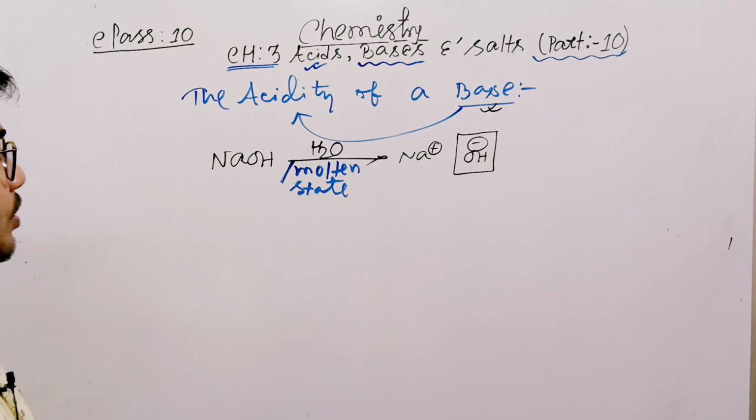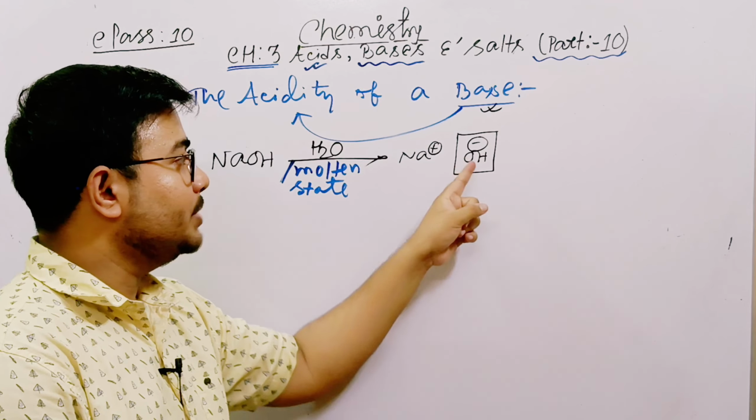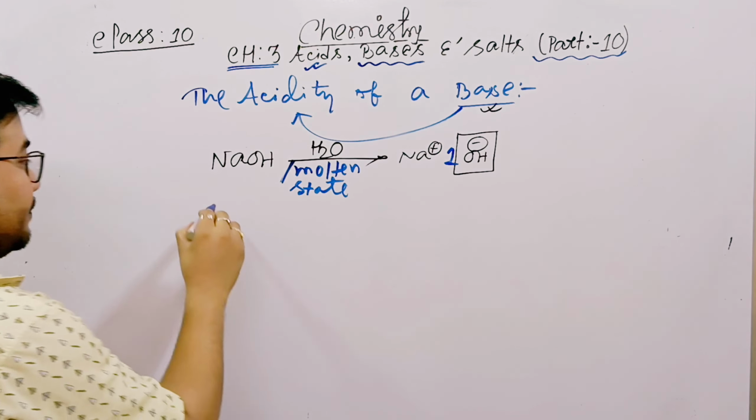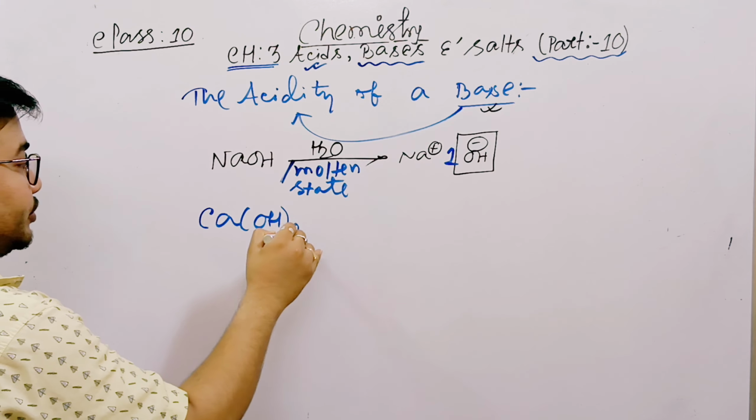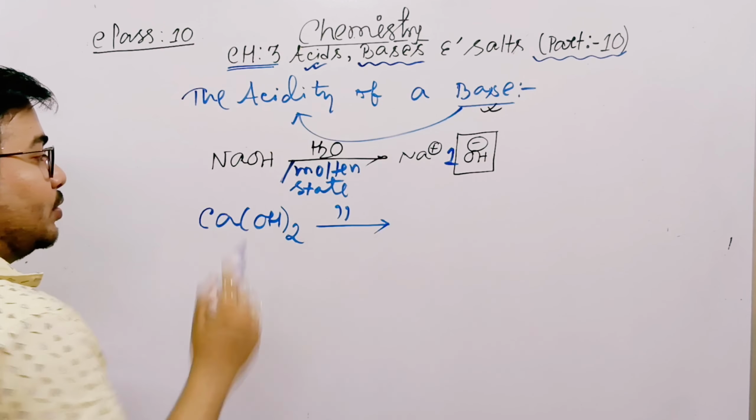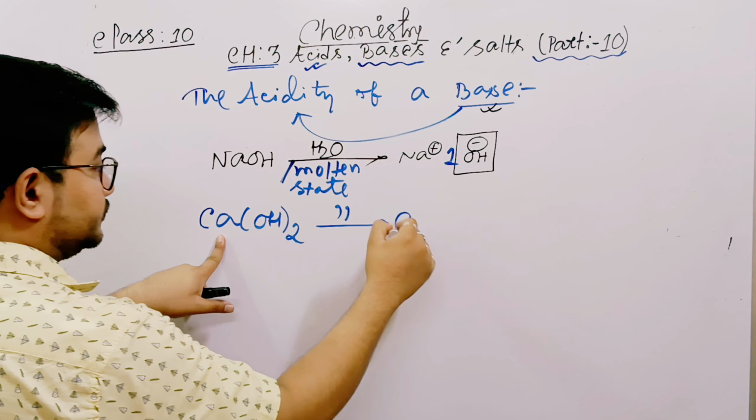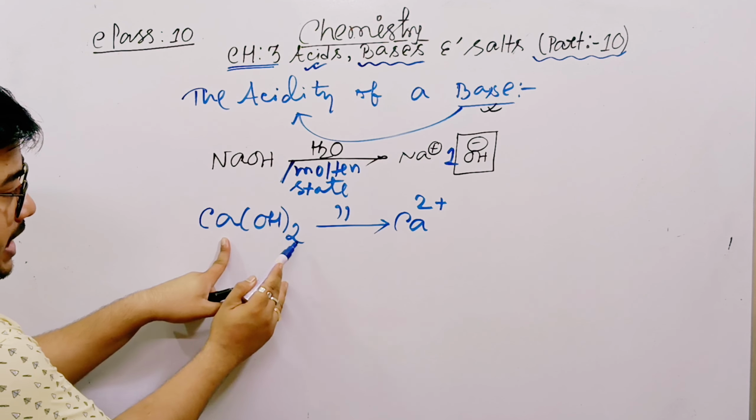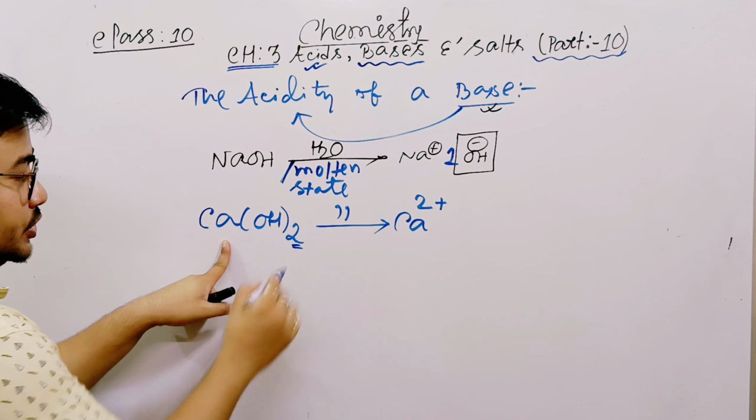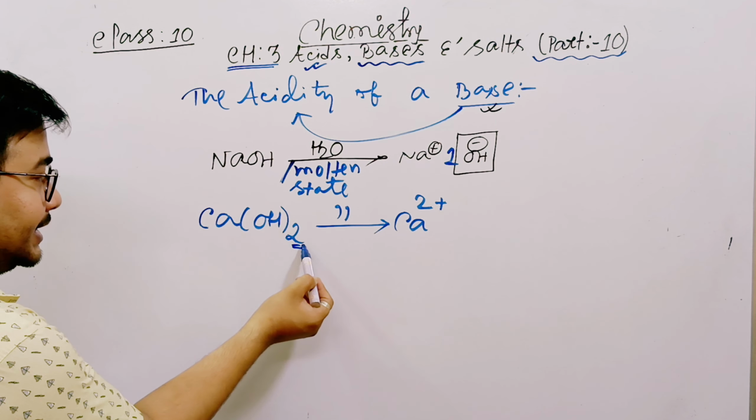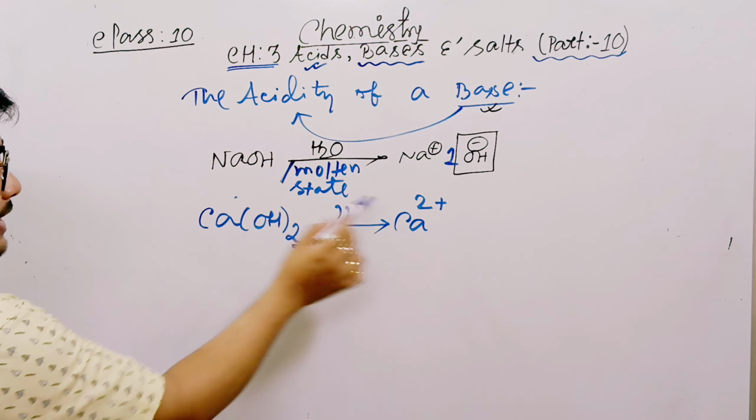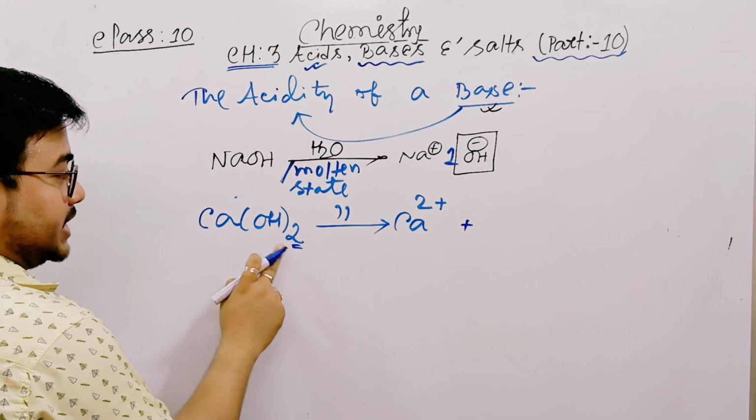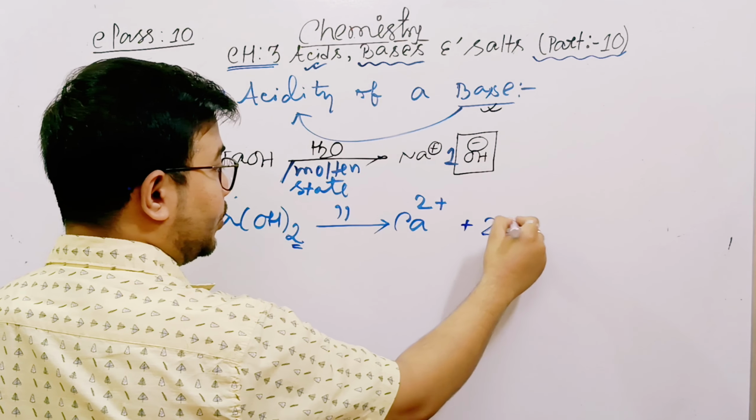Now tell me, how many OH minus will be produced here? 1. Suppose I choose Ca(OH)2. It is also the same, aqueous or molten state. Calcium is always 2 plus. Keep a shortcut in your mind: the other number is raised to the power. Here, how many OH? 2. So 2 OH minus.